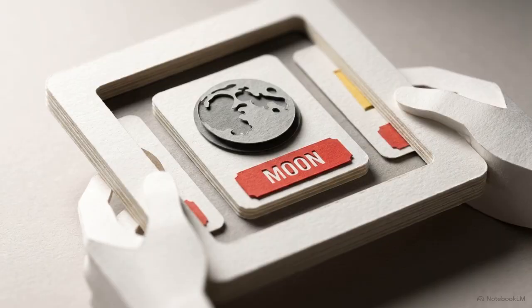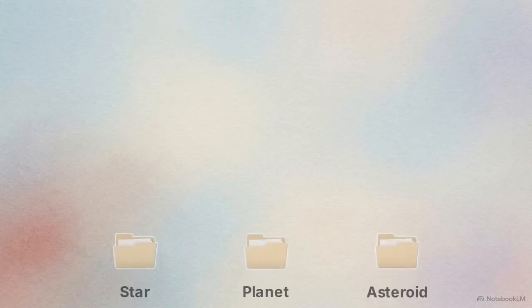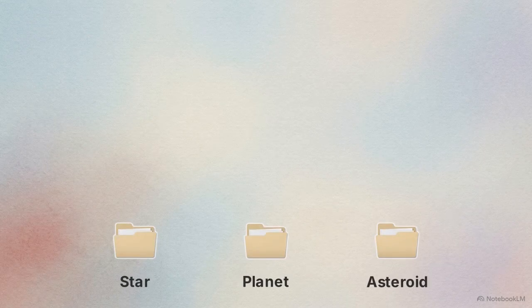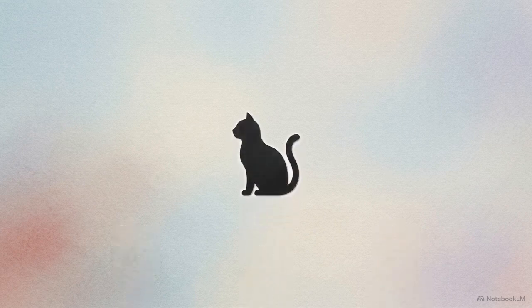This is supervised learning, and you can think of it like studying from a massive deck of carefully labeled flashcards. Engineers feed the system millions of images of known celestial bodies. Every single image has a specific tag attached, like star, planet, or asteroid. You point to a photo, say cat, and repeat until the child identifies the animal without help.